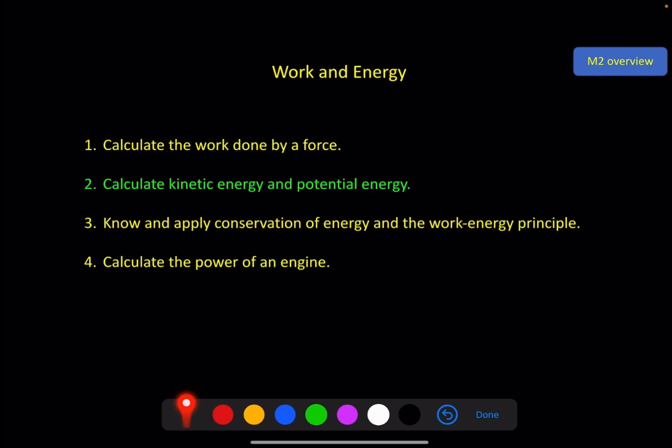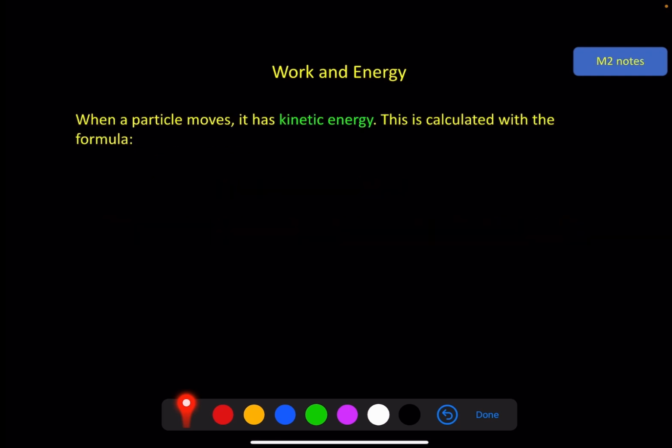In this video, we're going to calculate kinetic energy and potential energy. When a particle moves, it has kinetic energy. This is calculated with the formula half times mass times the square of its speed. It's worth noting that this is a scalar value. Even if you thought of this as velocity rather than speed, by the time you square it, you can see very easily kinetic energy is always positive. It doesn't give any indication of whether you're traveling forwards or backwards. There's no direction involved. It's just a scalar quantity.